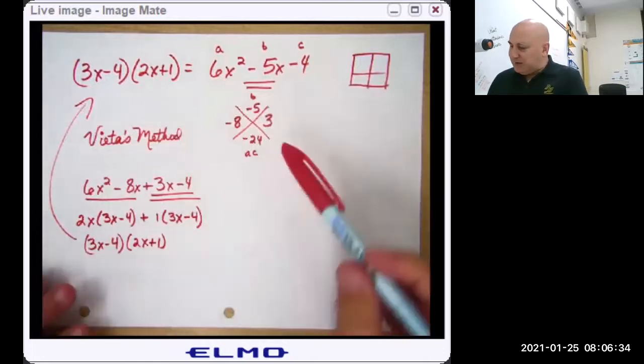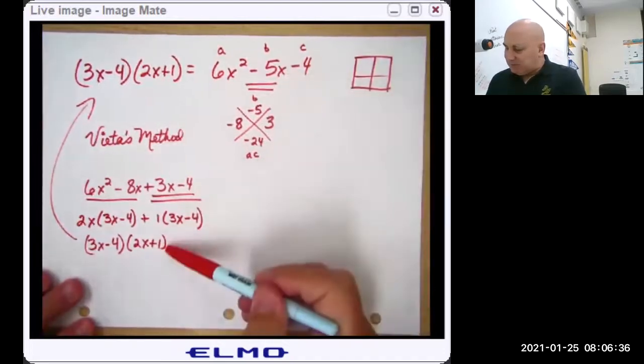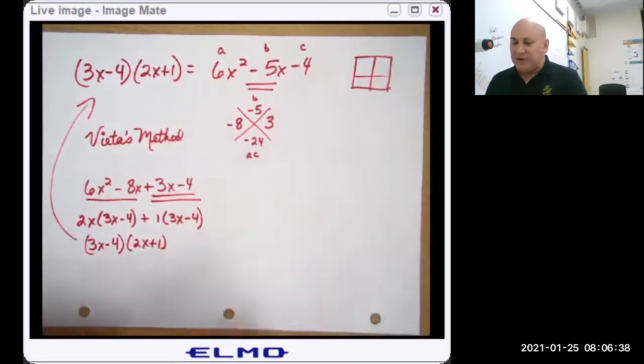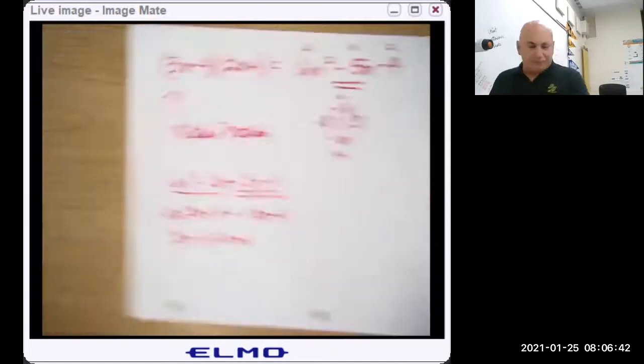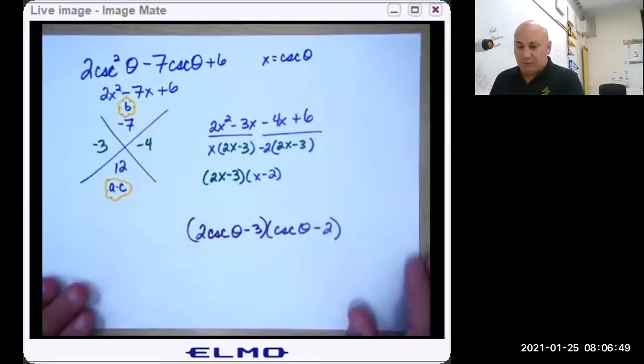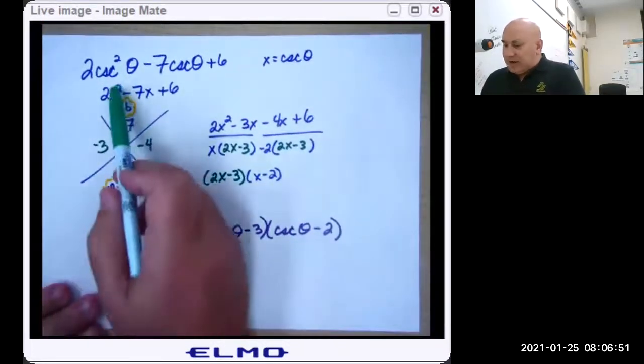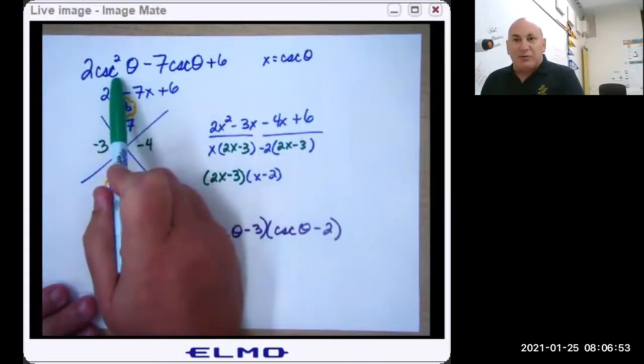So you can see that Vieta's method worked for us here, and it will work every time. Now we're going to take the x's out and replace them with trig functions.